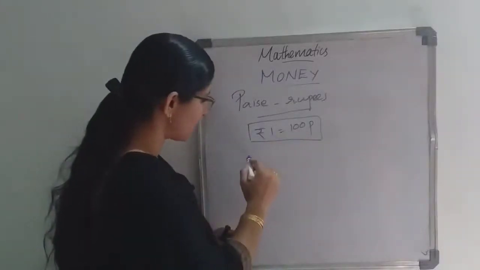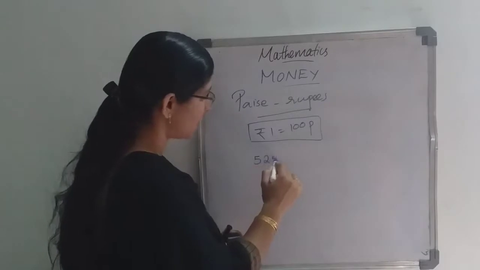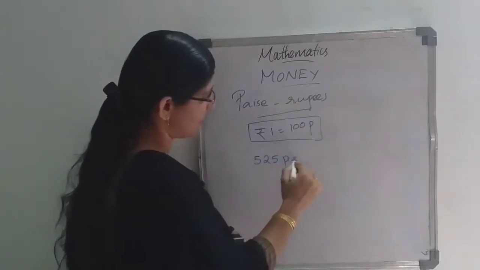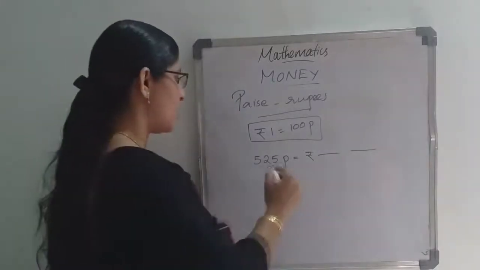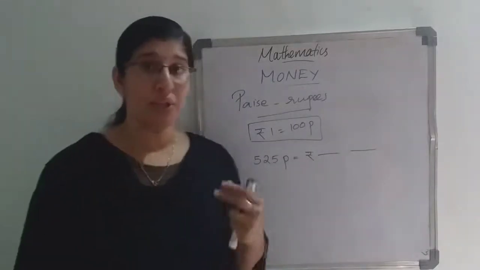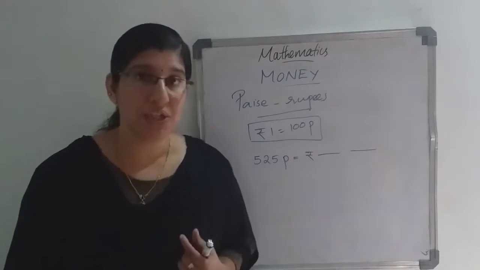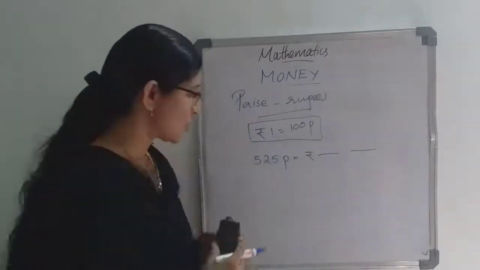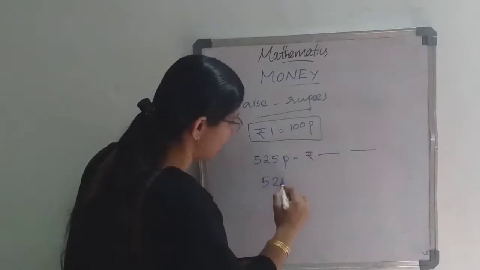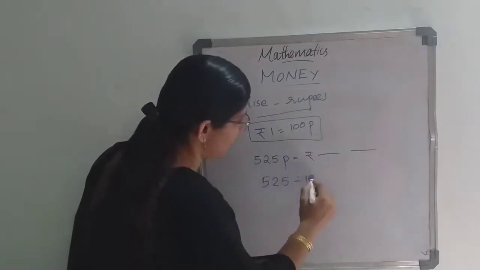Suppose it is 525 paisa. We need to write it into rupees and paise. How will you convert? I already told that the paisa should be every time only a 2-digit number. So the normal method is that 525 we need to divide by 100.